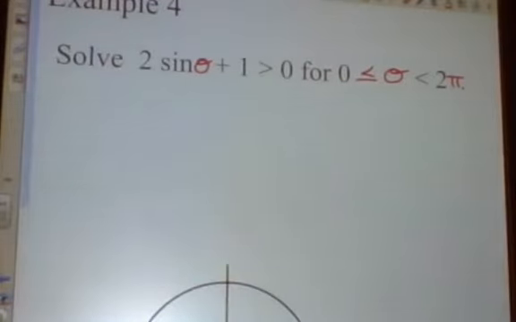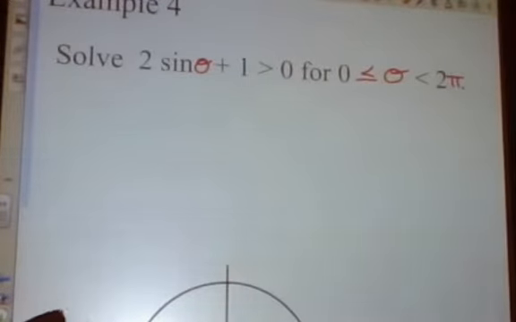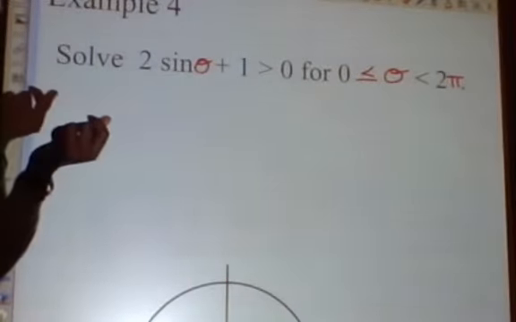So here is the fourth and final example for chapter 7. This is once again 7.5. This is our final example. But this one's going to work your mind for a little bit also, just like the other ones did. So this one says we're going to solve 2 sine theta plus 1 greater than 0.